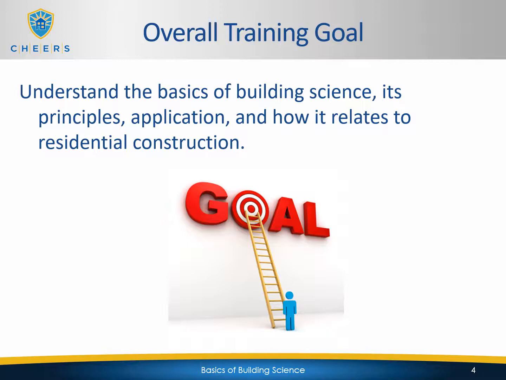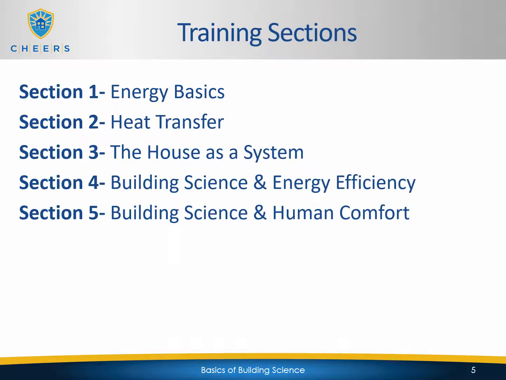Now, our overall goal for this is to understand the basics of building science, its principles, application, and how it relates to residential construction. Obviously, there's going to be a difference between residential and commercial, and again, we're going to be focusing primarily on residential in this training. There's going to be 5 sections. We have energy basics, heat transfer, the house as a system, building science and energy efficiency, and then building science and human comfort.